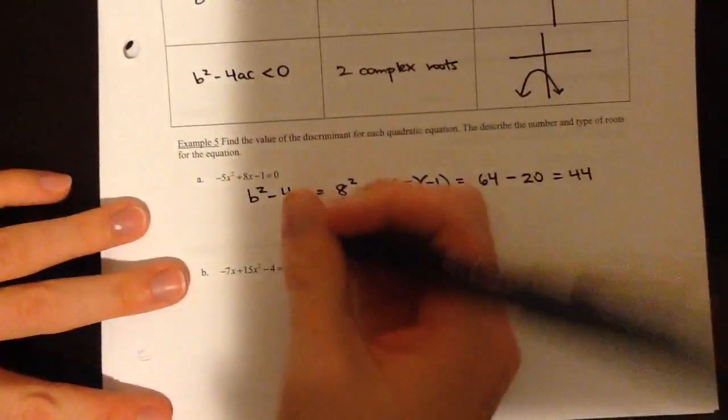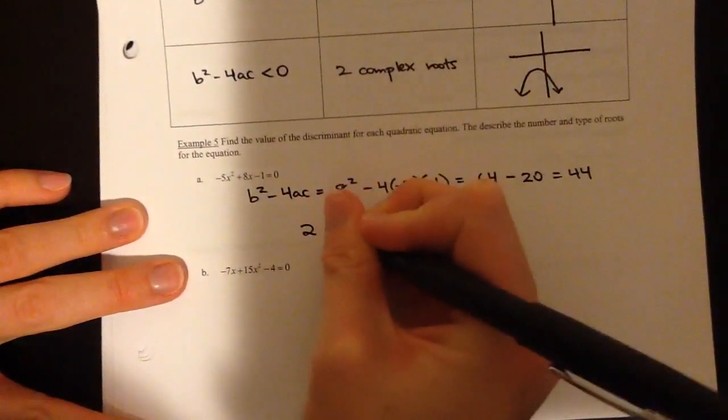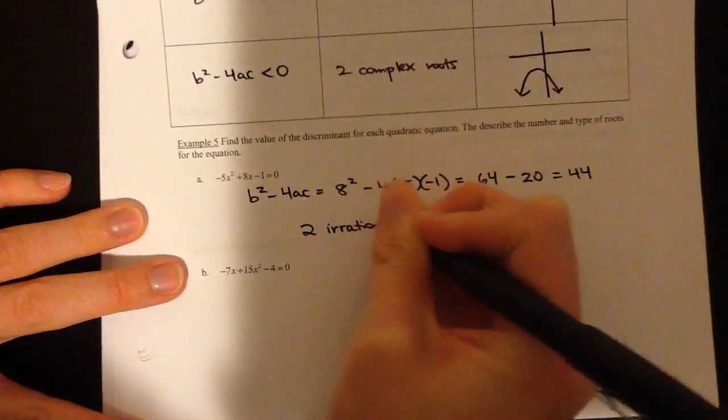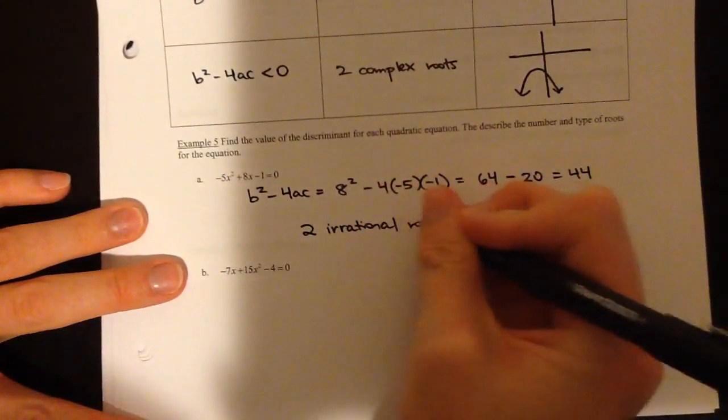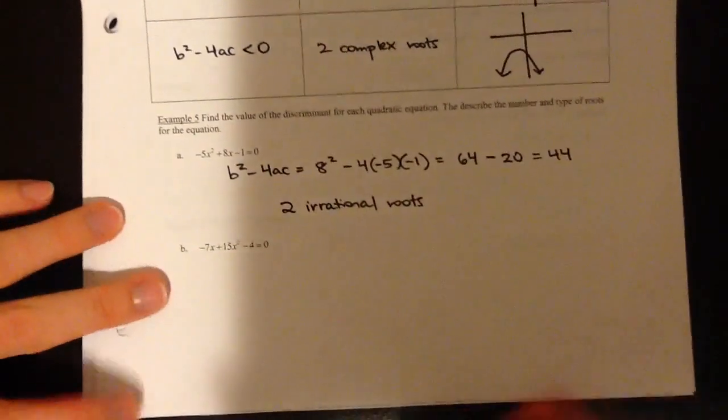I'm going to have 2 roots because it's a positive number that I have under the square root. But that 44 does not simplify into a nice, normal, rational number. And so I'm going to have 2 irrational roots. Okay, next one, I'm doing the exact same thing.